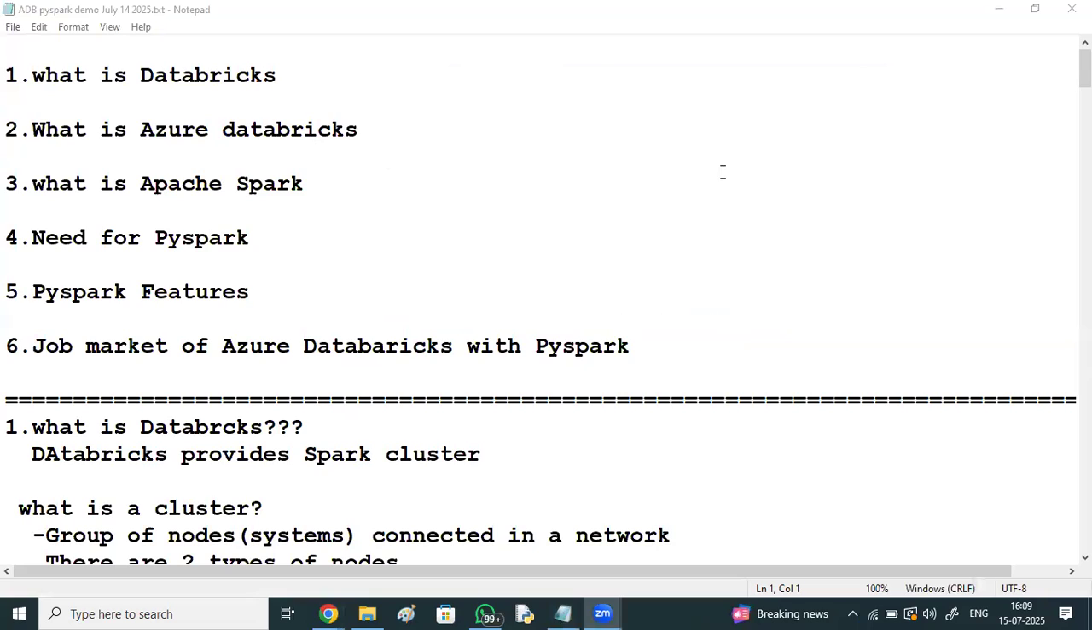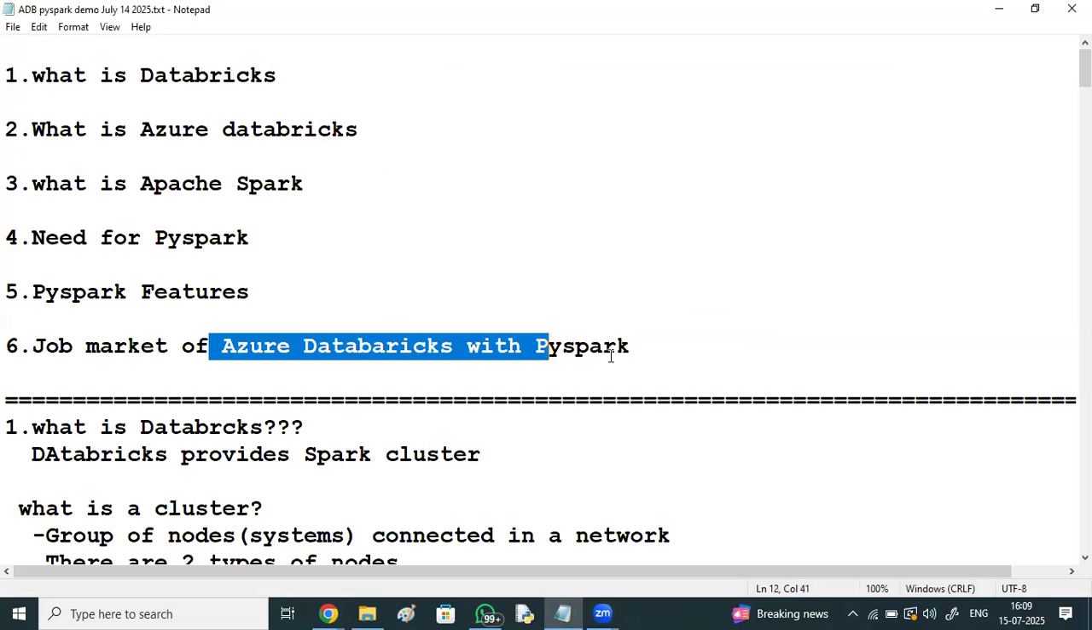Yes. So yesterday we had an introductory session on Azure Databricks with PySpark. Why Databricks? Why Azure Databricks? What is Spark? Need for PySpark? PySpark features. Job market of Azure Databricks with PySpark. I'll take 2 minutes to recap what I discussed in the last class.